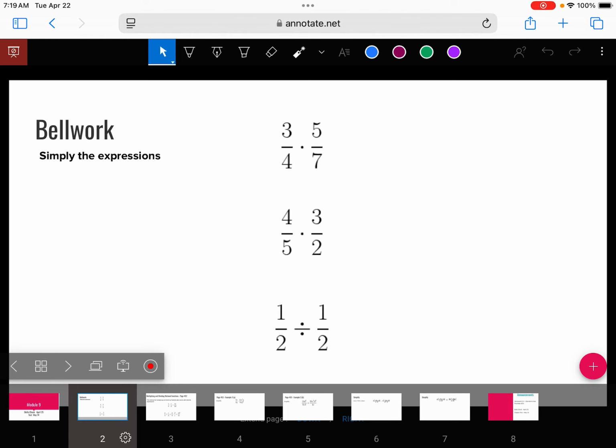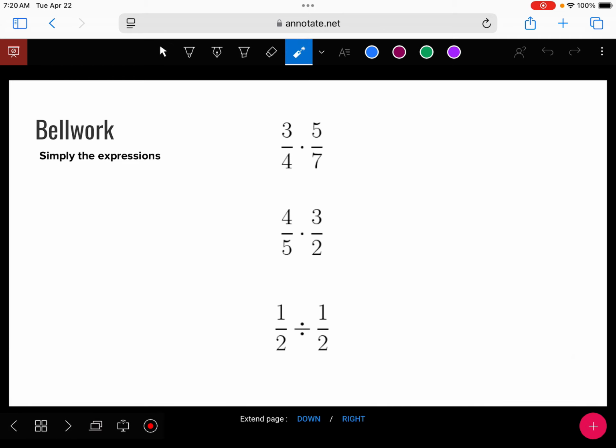All right. So we've got bell work up here that seems incredibly random. I wonder if it is truly random for us. So what do we remember about how to multiply fractions?